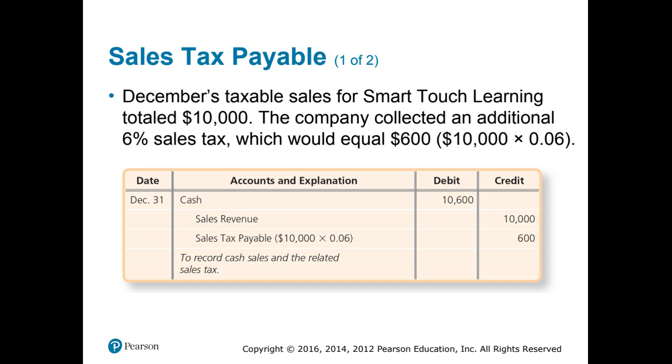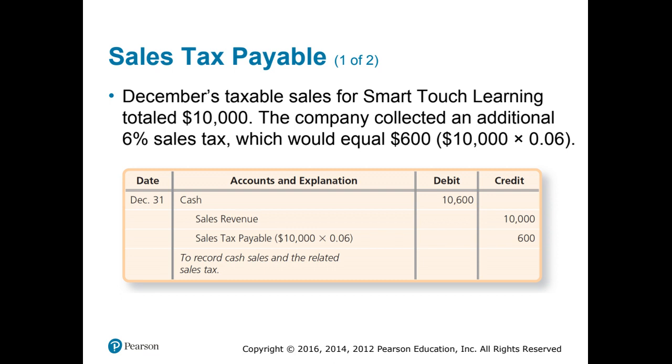So we're looking at the journal entry. First we're going to start with the date, December 31st. We had a cash transaction, so we're going to debit cash for $10,600. We're going to credit sales revenue for the $10,000, which was the price of the, let's see, was it services? And then we're going to also credit our sales tax payable, and sales tax payable is that $600.